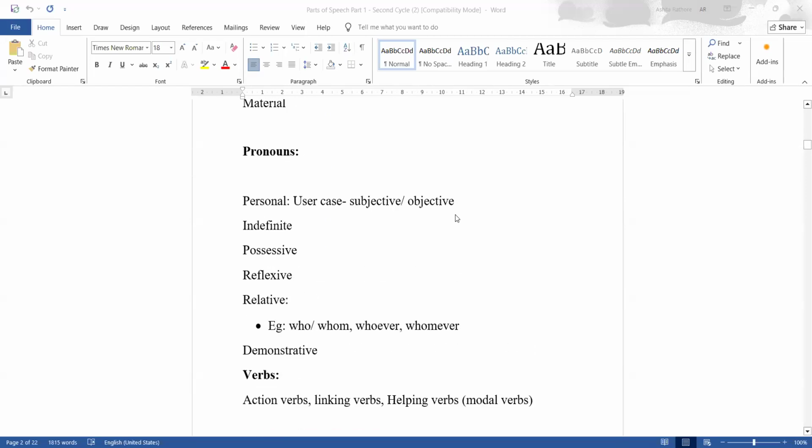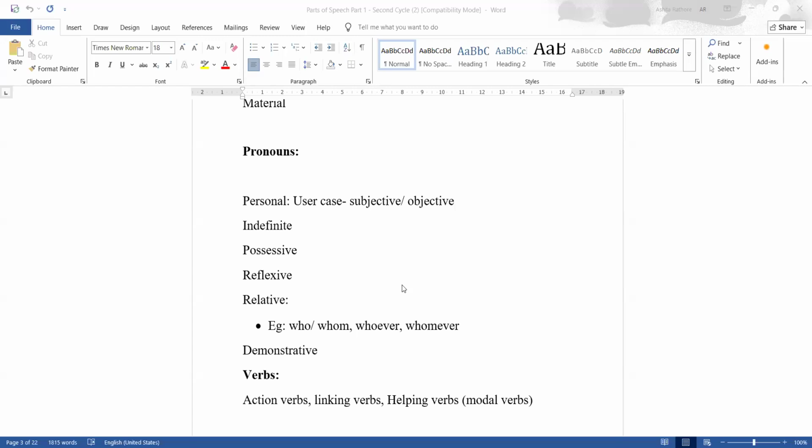Then we move on to pronouns very quickly. Now, what are pronouns? Pronouns are essentially used in place of nouns. Now you people can see here it's a very detailed list that I have written. Personal, indefinite, possessive, reflexive, relative, demonstrative. So what will happen? Here in personal pronouns again you can see user case, subjective versus objective. What does this mean? What are personal pronouns?